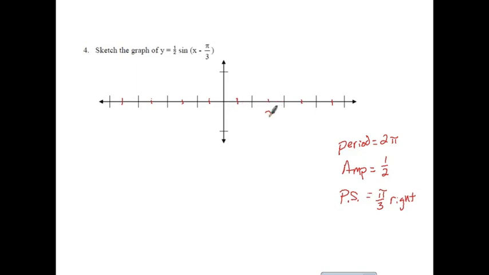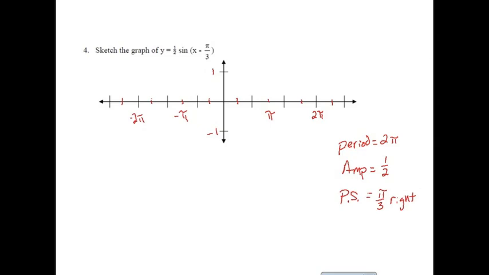So that means that's a pi. 1, 2, 3. This is 2 pi. Go back. 1, 2, 3 is a negative pi. 1, 2, 3 is a negative 2 pi. Okay, and I'm still going to go up to 1 and down to 1.